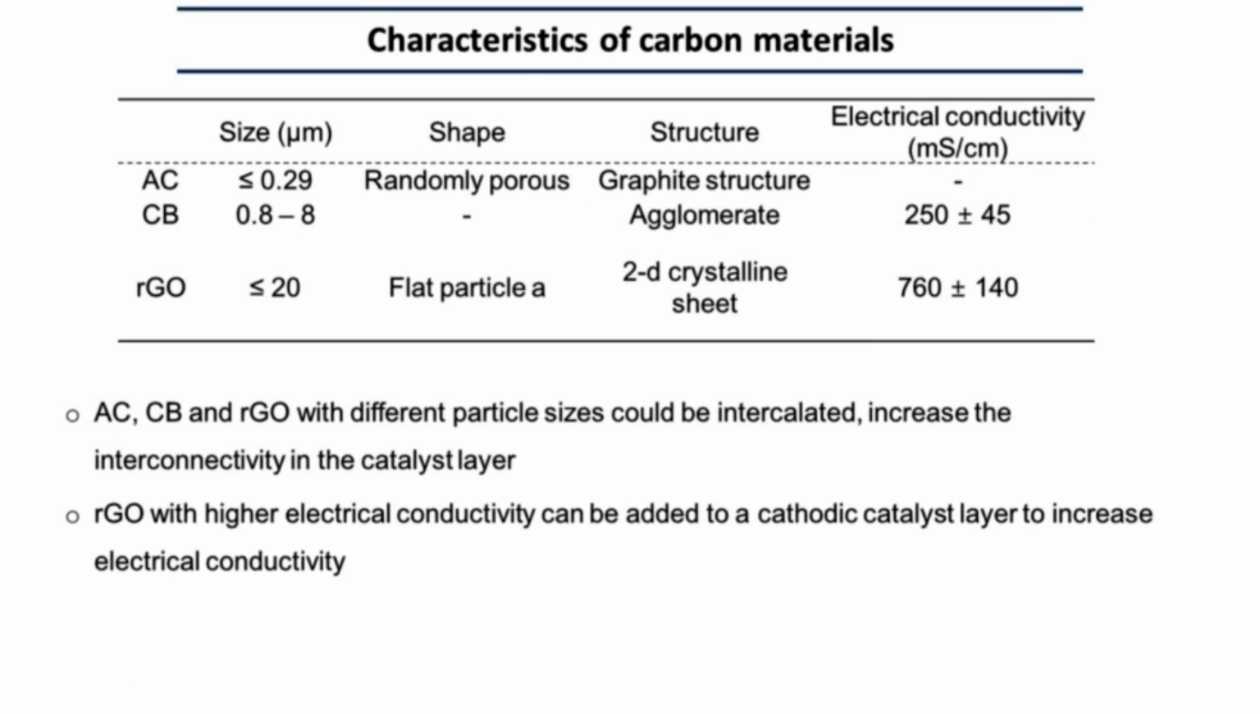and improves the performance of the cathode. The structural characteristics of carbon materials were investigated. Activated carbon has a randomly porous structure. Carbon black has an electrical conductivity of 250 millisiemens per centimeter, but the particle size is irregular, from 0.8 to 8 micrometers. On the other hand, RgO has a flat two-dimensional crystalline sheet structure, and has an electrical conductivity of 760 millisiemens per centimeter. Therefore, the mixing of RgO with activated carbon improves the electrical conductivity inside the catalyst layer and improves the interconnectivity, and thus the cathode performance.